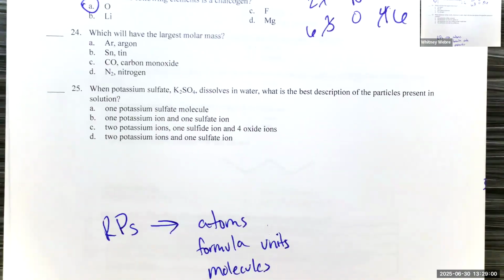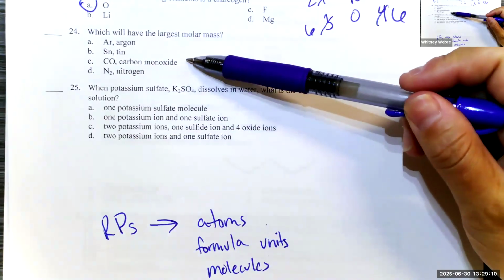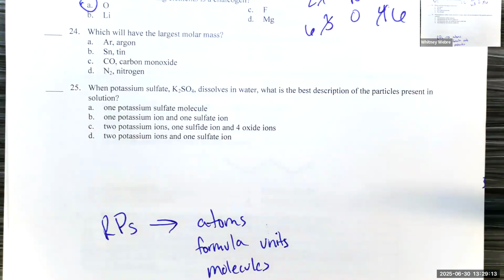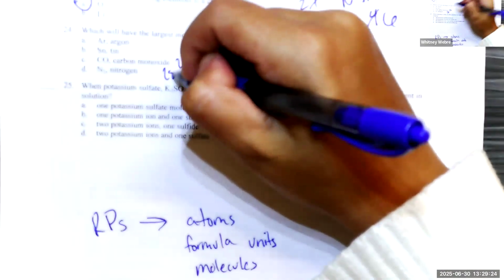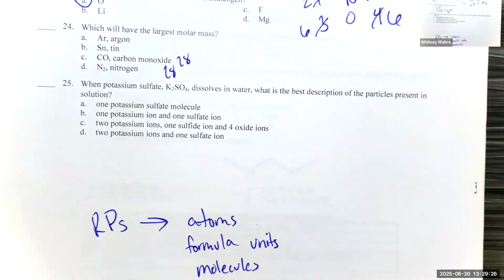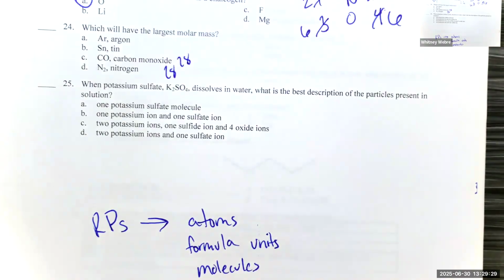All right, I like this question too. Which will have the largest molar mass? So if it's just an element, I can go to the periodic table of elements and find the number. If it is a compound, I will have to do the math myself. So carbon's 12, oxygen's 16, so 28-ish. And that's 14 times 2, 28-ish. All right, so argon, 39. What about 10? Yeah, 10's the biggest. It's like 1 something.